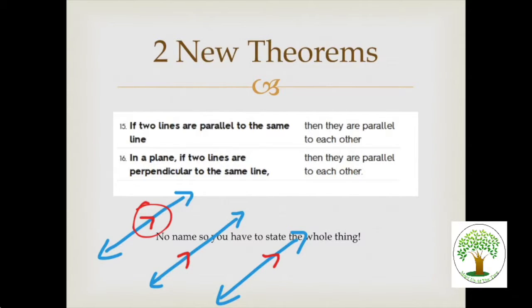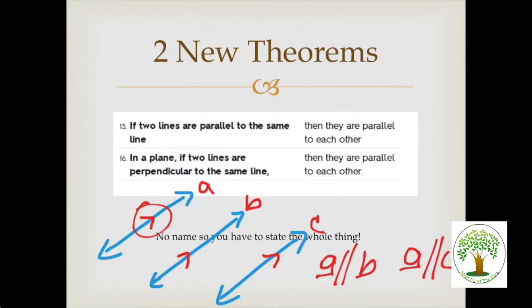So let's label them A, B, C. I'm going to tell you that A is parallel to B. Then I'm going to tell you that A is parallel to C. Because of this theorem right here, it says if two lines are parallel to the same line, notice A is in both of them, then they are parallel to each other. So what lines are parallel to each other based on my statement? B and C. This is similar to the transitive property of congruence or equality. So this is like the transitive property of parallel, okay?